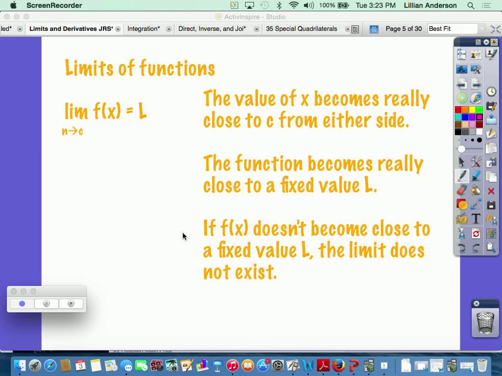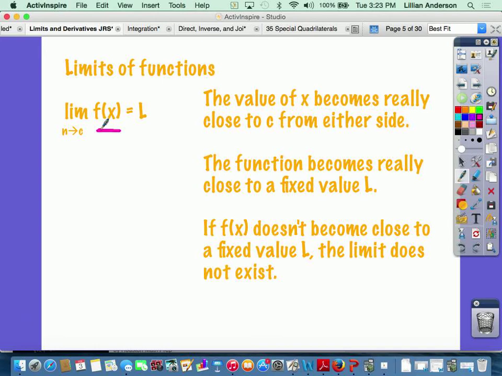Pause this video so you can write down these notes. But this slide is talking about limits of functions, and it's very similar to the one with sequences, okay? The only difference is that now you actually have a function here, and you're evaluating basically as the limit approaches a particular number on your function, what y value are you going to have?